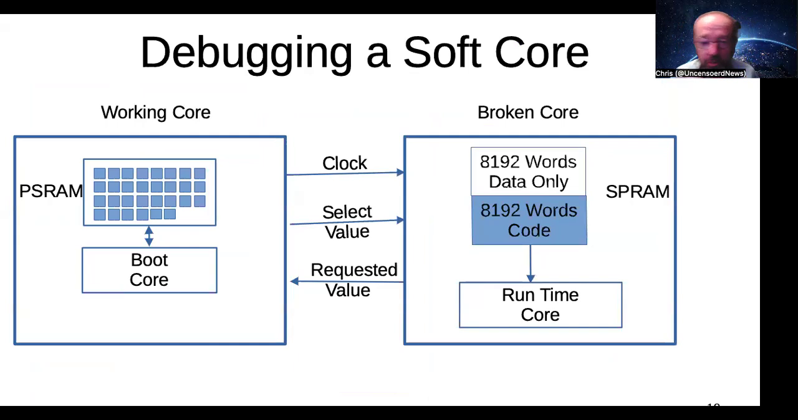So what I did is I put two soft cores in. One was a working soft core and the other one was a broken core with a single port RAM. The working core had a regular clock. The broken core could set the clock. I set the value, looked at the requested value, and very quickly I saw that the problem was with the single port RAM. So this was quite easy, to see the results.